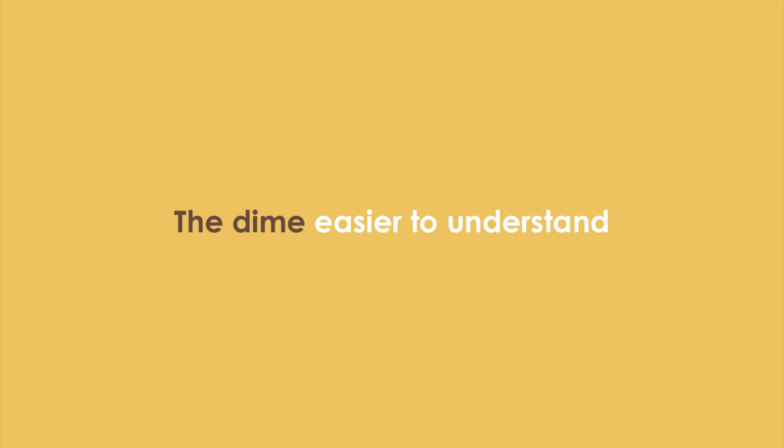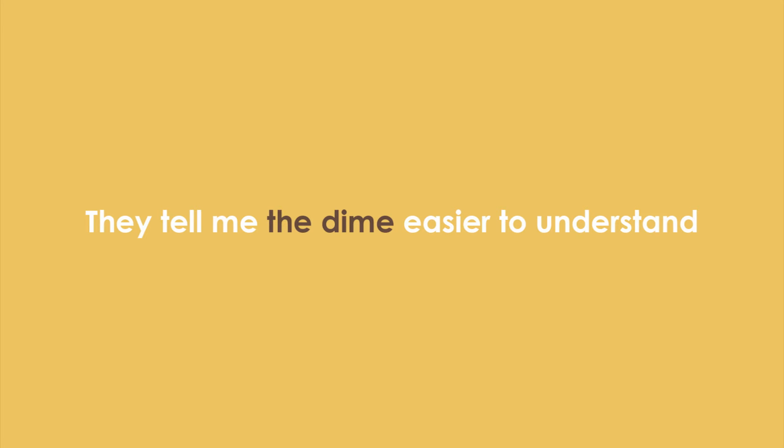Let's look at the first example, which is going to appear on your screen, of course, so you can follow with me. The first part is the dime. Make sure to repeat after me and try to say it the way that I'm saying it. I'll repeat. The dime. The dime easier. The dime easier to understand. They tell me the dime easier to understand.